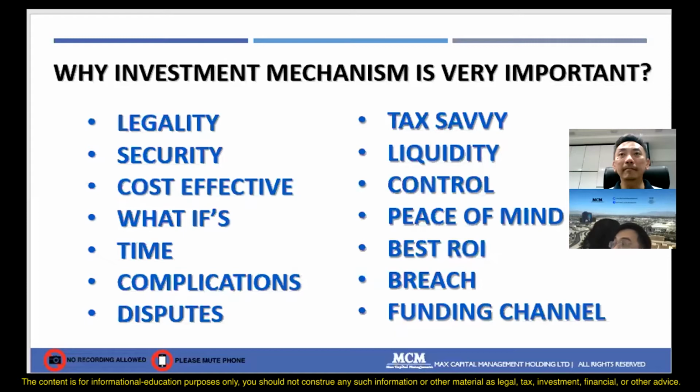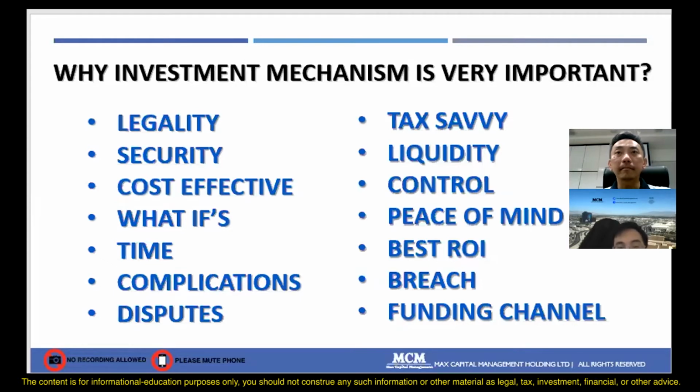These are the factors we look at when we are investing and when we're structuring the mechanism. The first thing is legality. In any investment, this is one of the most important things. It has to be legal, because we don't want any issues in the future. So we have to make sure it's legal and secure. The second one, secure, is also very important to protect our interests.